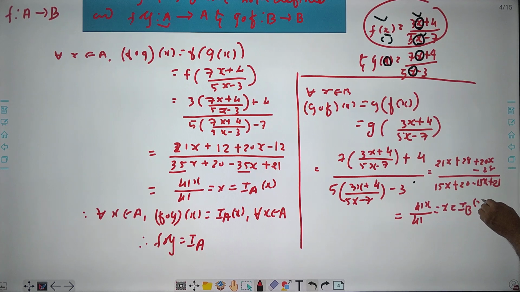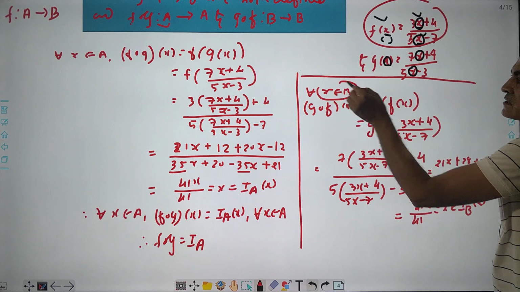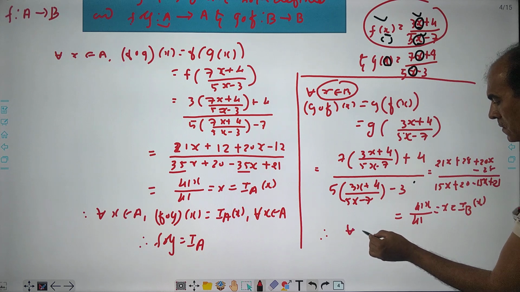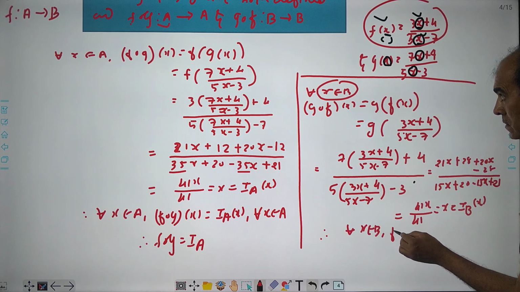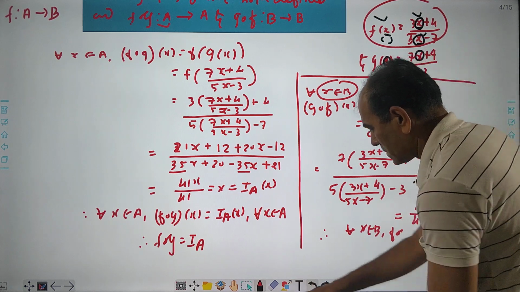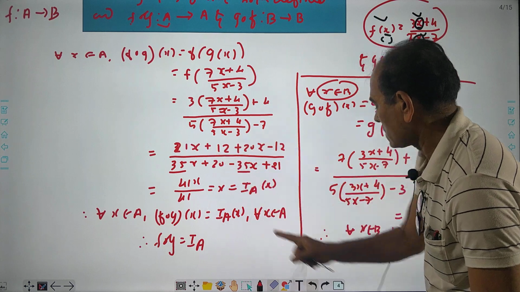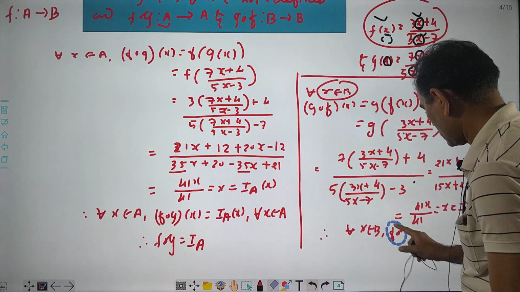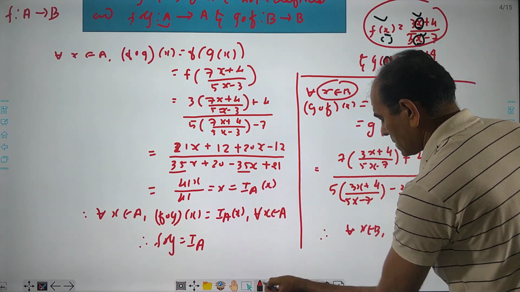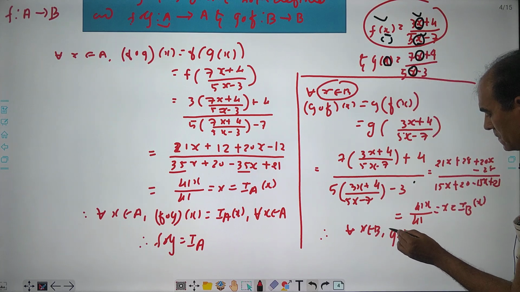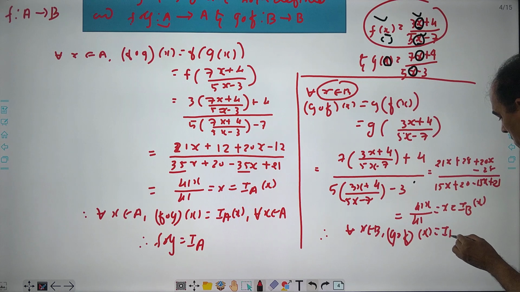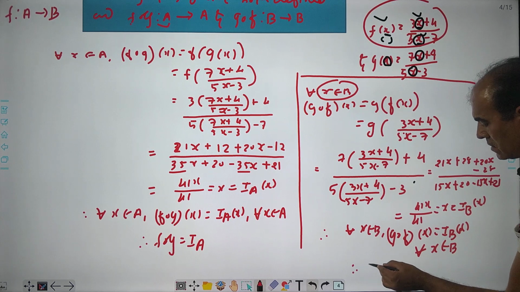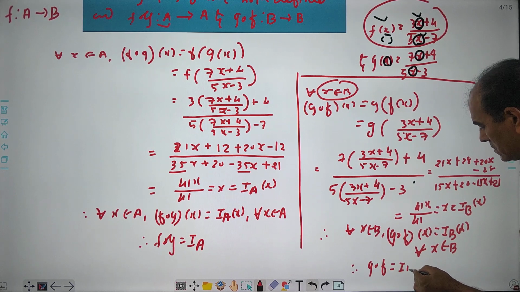And that is equal to the identity function I_B at x, because we are taking x belongs to B. So what we saw, therefore for all x belongs to B, g of f at x is equal to I_B at x, and this is true for all x belongs to B, and therefore g of f is equal to I_B.